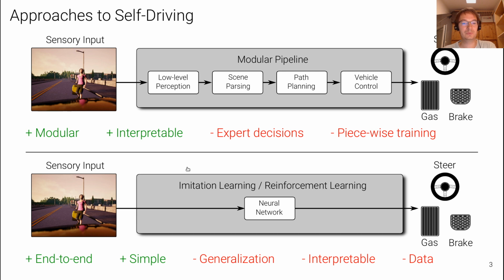Another idea is to represent this complex sensor-to-action mapping directly through a neural network that is trained using either imitation learning or reinforcement learning. Such an approach is very simple to implement, and it allows for training the parameters of the network end-to-end for the actual driving task. However, existing models do not generalize as well as modular pipelines, as they are missing the inductive biases that are incorporated into these pipelines. They are also less interpretable and they require a lot of data for training.